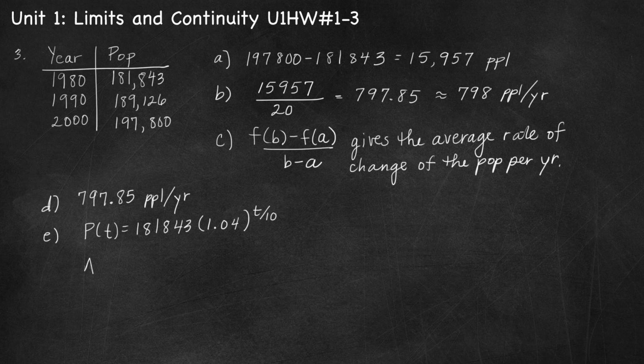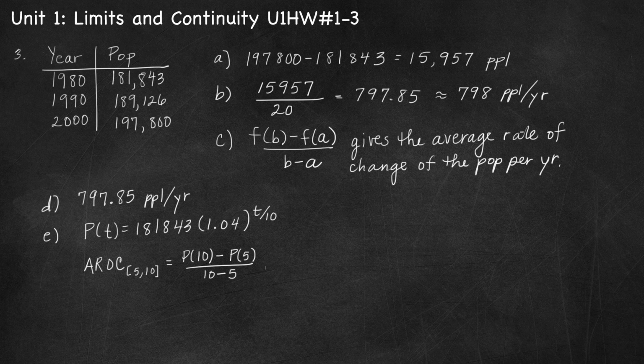So we want average rate of change on the interval from 5 to 10. And 5 to 10 represents 1985 to 1990. So we want the population when t is 10, so P of 10, minus the population when t is 5, minus P of 5, over the change in the number of years, so 10 minus 5.